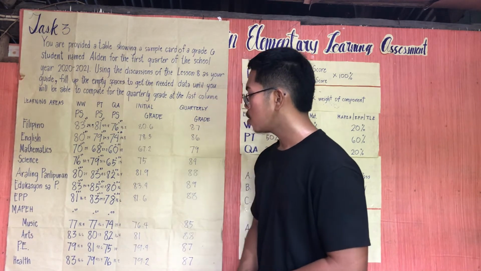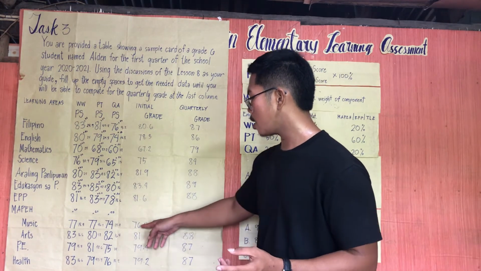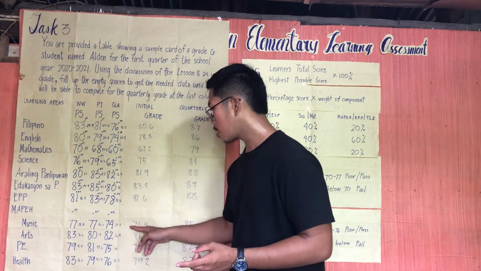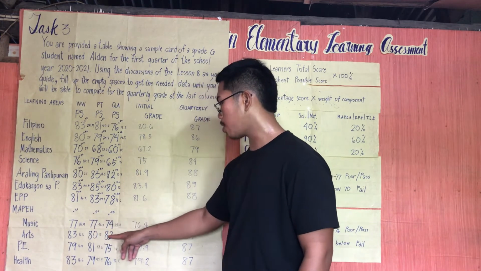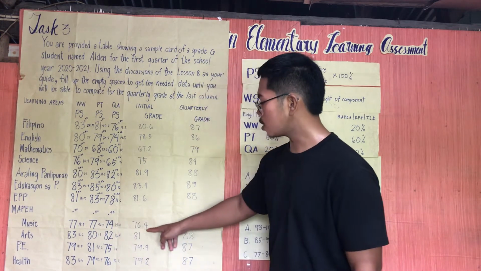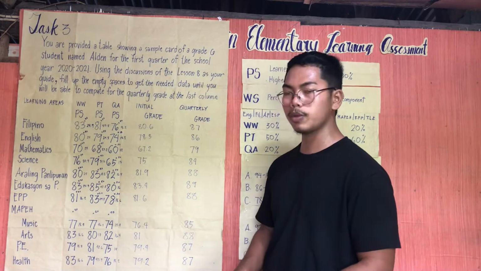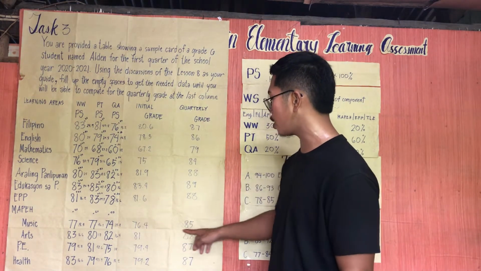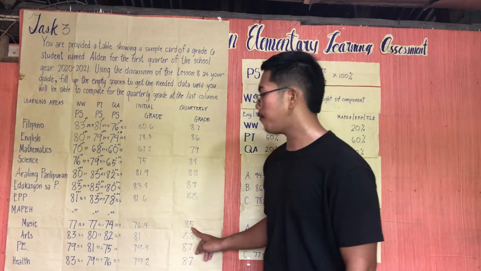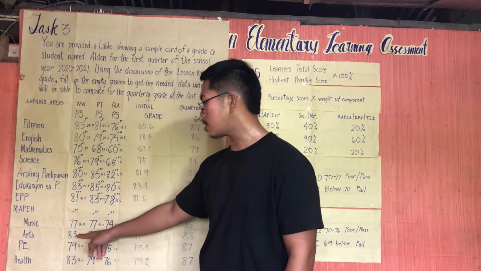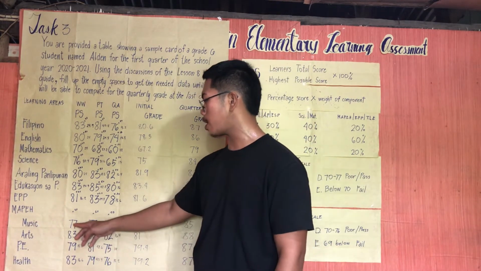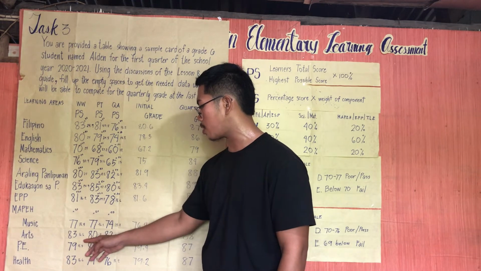And so, we add up all the weighted scores, 15.4, 46.2, 14.8, is equal to 76.4, and the transmutational grade for 76.4 is 85. And for the arts, 83 is the given percentage score. We multiplied it by 20 and we got the answer 16.6.